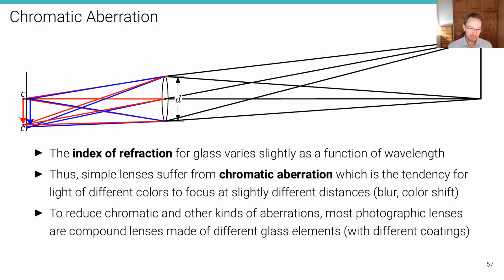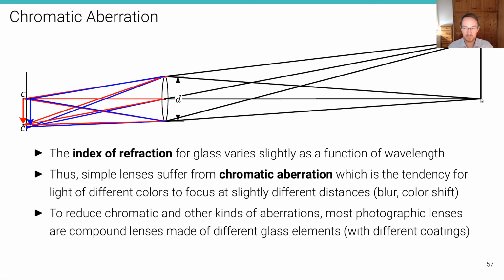Another effect that plays a role is chromatic aberration. The index of refraction for glass, how lenses bend rays, slightly varies as a function of the wavelength. And therefore, different colors are refracted into different directions. And therefore, simple lenses suffer from chromatic aberration, which is the tendency for light of different colors to focus at slightly different distances. And so we obtain blur and color shift effects.